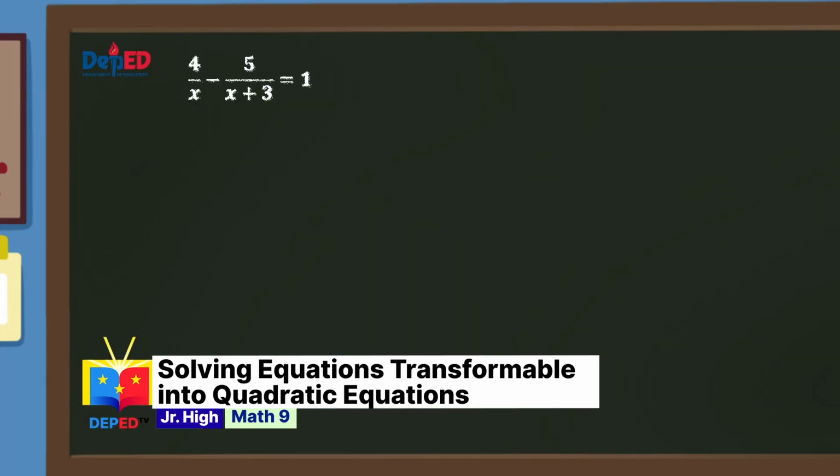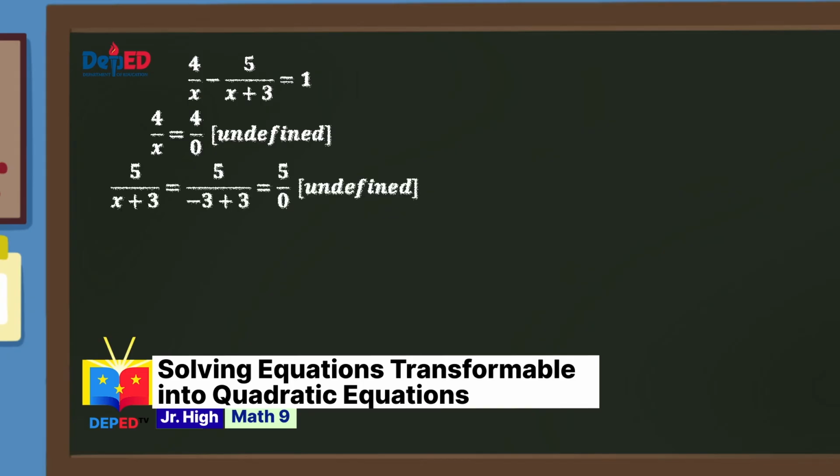Freeze, but don't get numb, please. This second equation is rational algebraic. Since x and x plus 3 are the denominators, x cannot be 0 nor negative 3. You might have observed that the denominators x and x plus 3 are both prime. Thus, the LCD of the expressions is the product of these denominators.